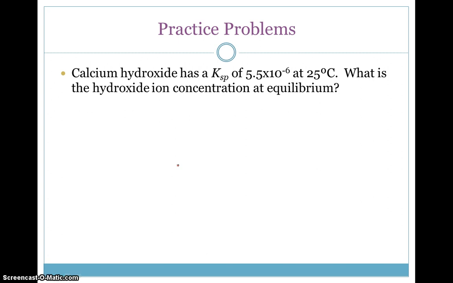If we look at this problem, the things we have are the Ksp value for this insoluble salt, the name of the insoluble salt, and it tells us what ion to solve for. So the first thing we want to do is write the compound formula. We know calcium is a +2 and hydroxide is a -1, so our formula is Ca(OH)2.